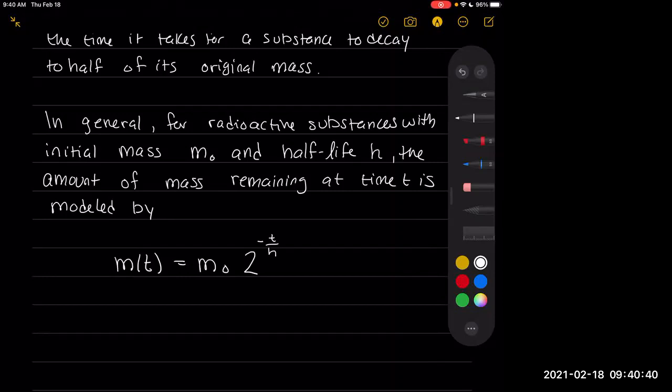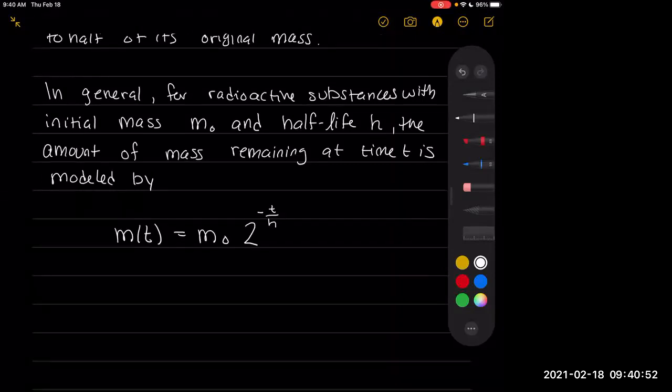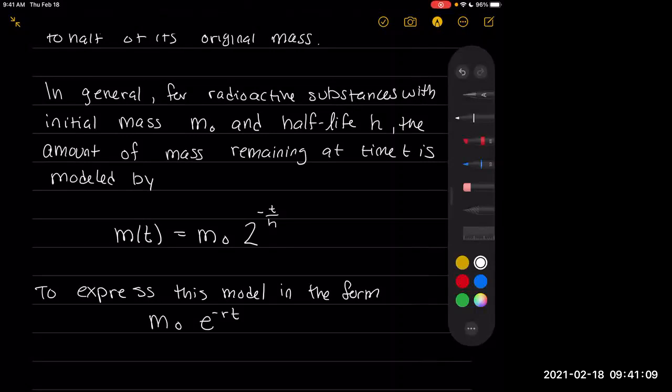So we need to solve for our relative decay rate r, since we like to use this model in the form with exponentials. I'll skip a step. Express this model in the form m naught e to the minus rt. We need to solve for r in terms of half-life.